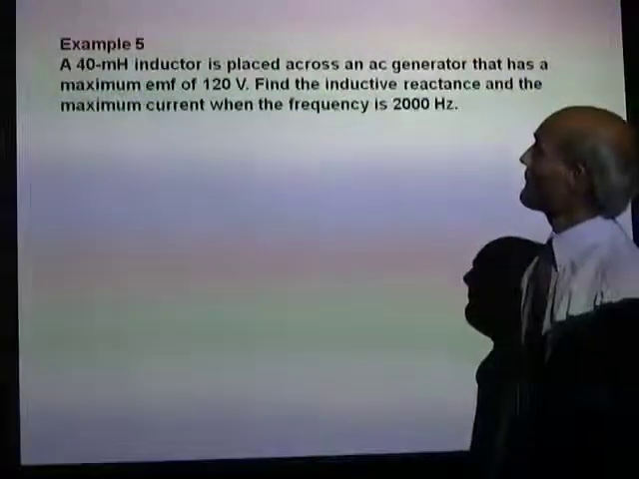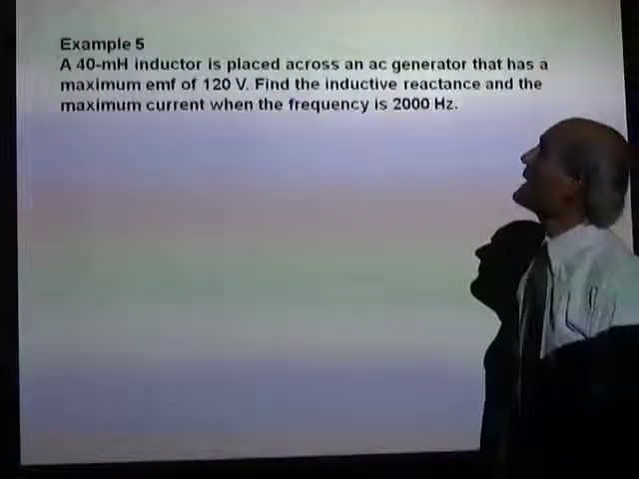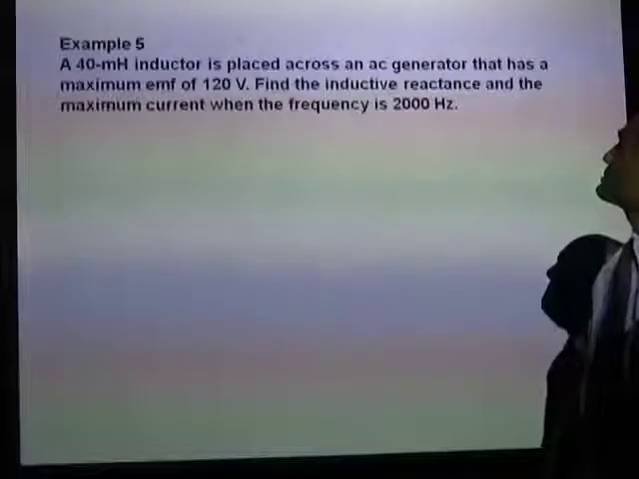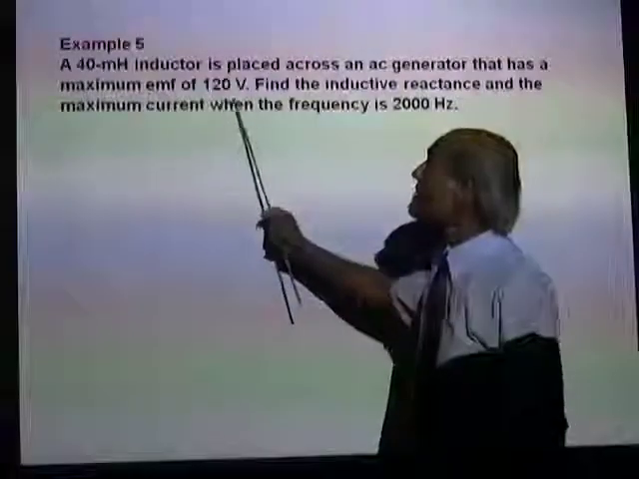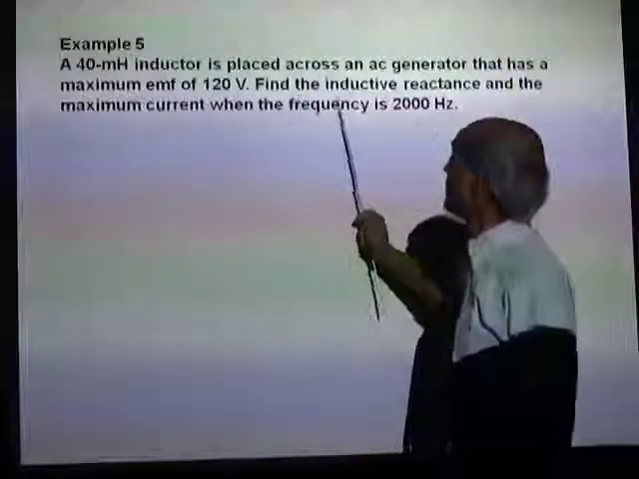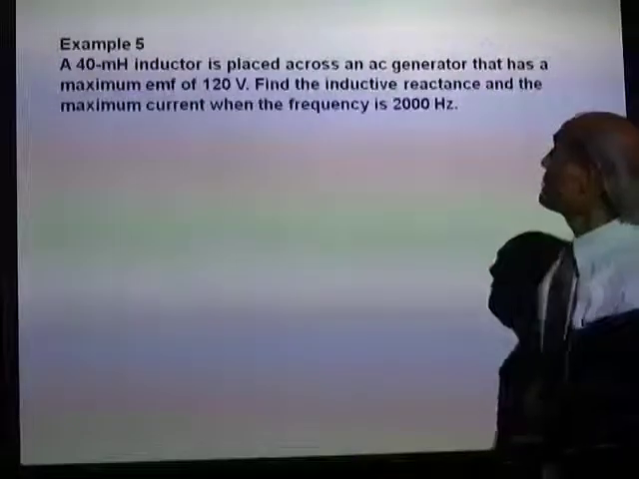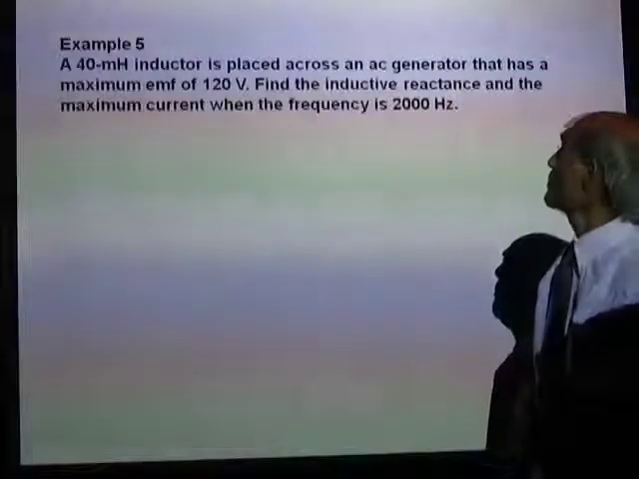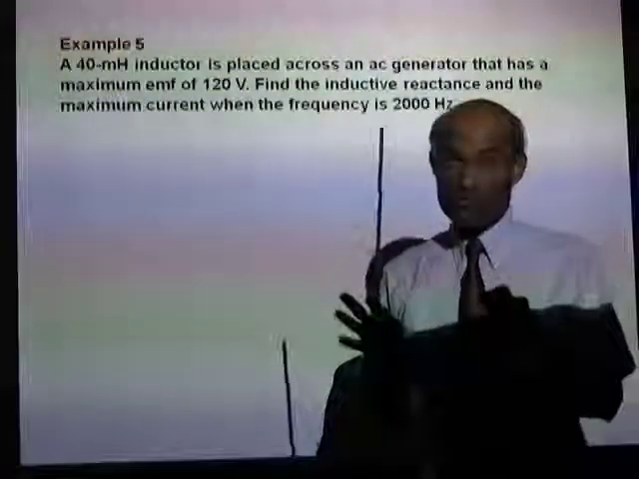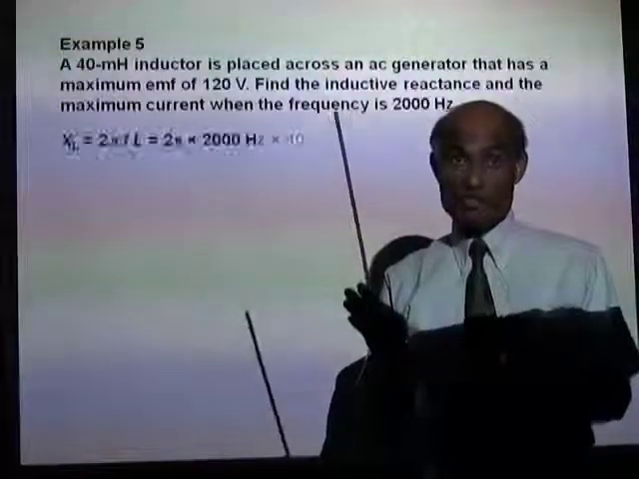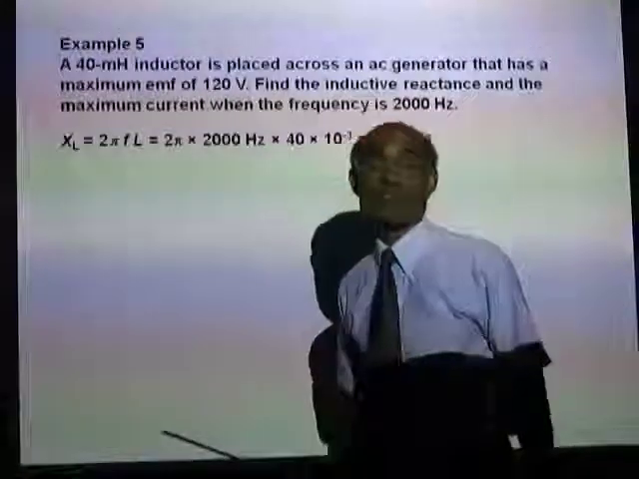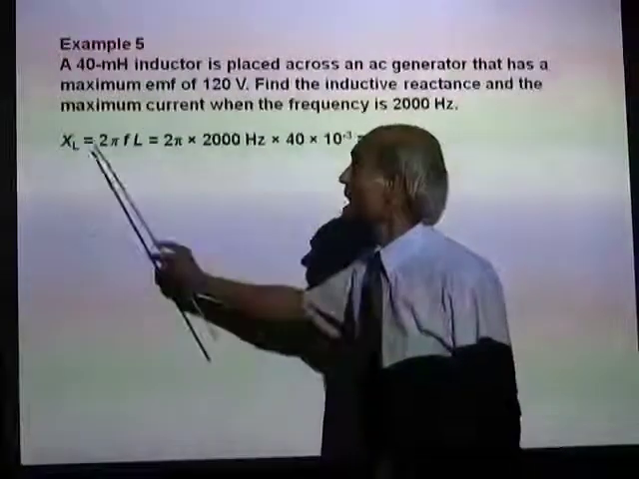Another example. A 40 millihenry inductor is placed across an AC generator that has a maximum EMF of, this time, you are given Emax. Find the inductive reactance and the maximum current when the frequency is 2000 Hertz. So always read the question carefully and see what is given. First we calculate the inductive reactance.